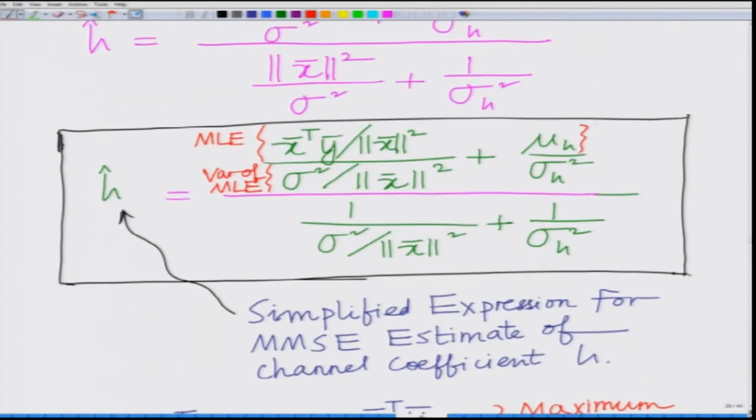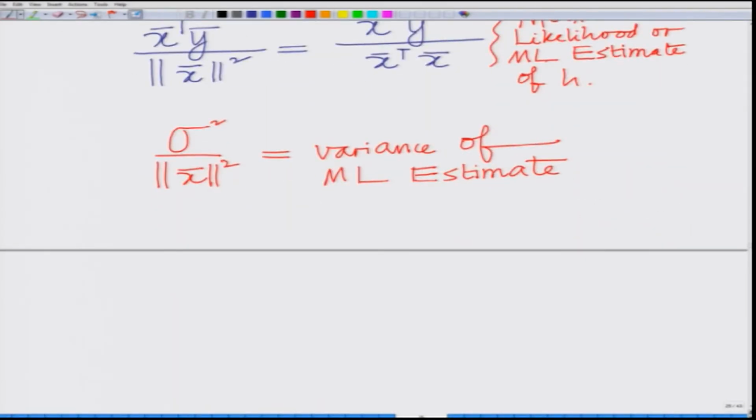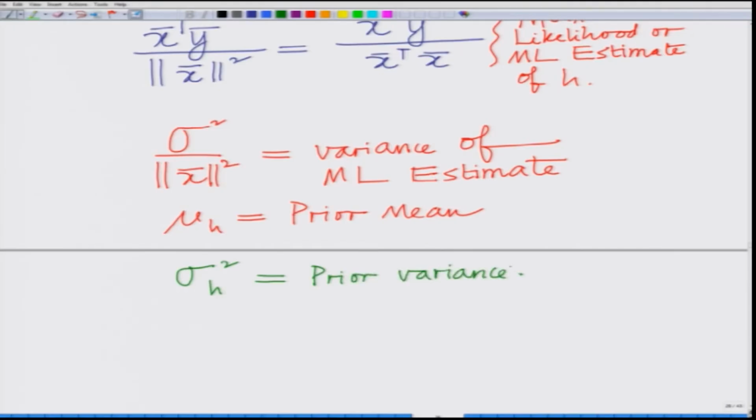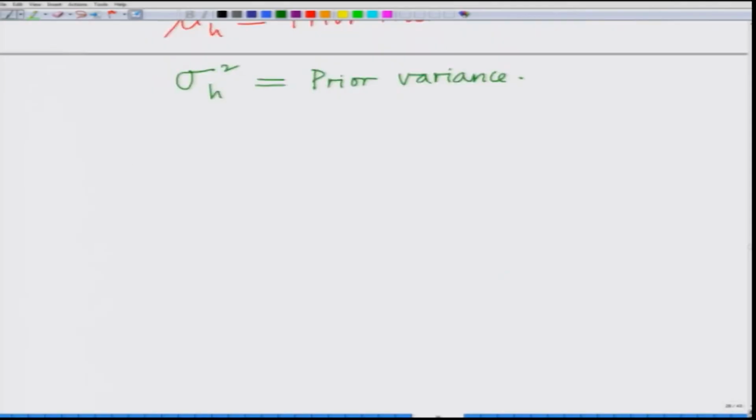And now what is mu h? Mu h is the prior mean and sigma h square is the prior variance. Remember we said the unknown parameter h is random in nature, with a Gaussian prior density, with mean mu h and variance sigma h square. So, mu h equals the prior mean and sigma h square equals the prior variance.